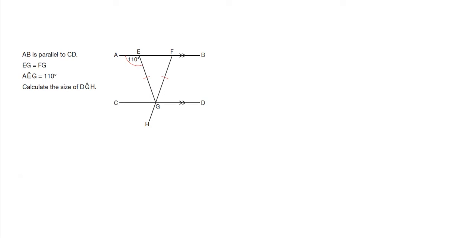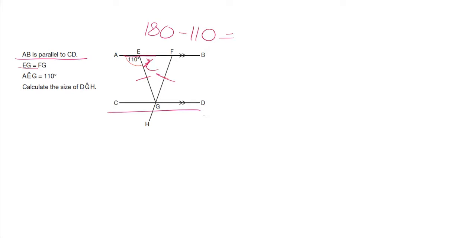Okay, so let's check this one. AB is parallel to CD. EG is equal to FG. So we can say that it's isosceles, and I can see something over here that it's a straight line. We can take out the value of this angle just by cancelling out 180 with 110. You will find out the value of this.